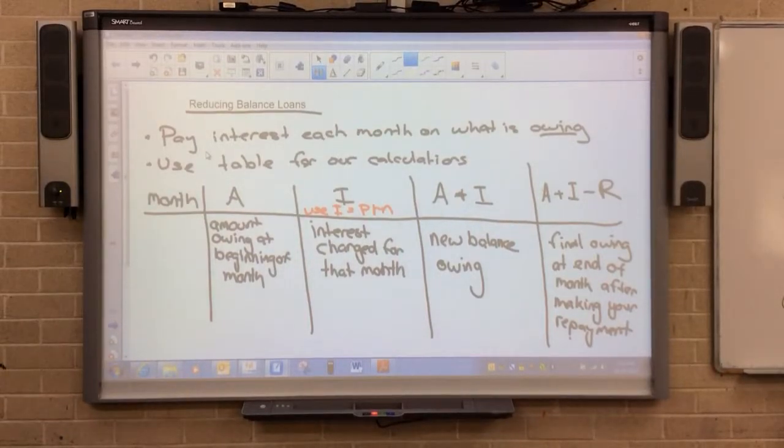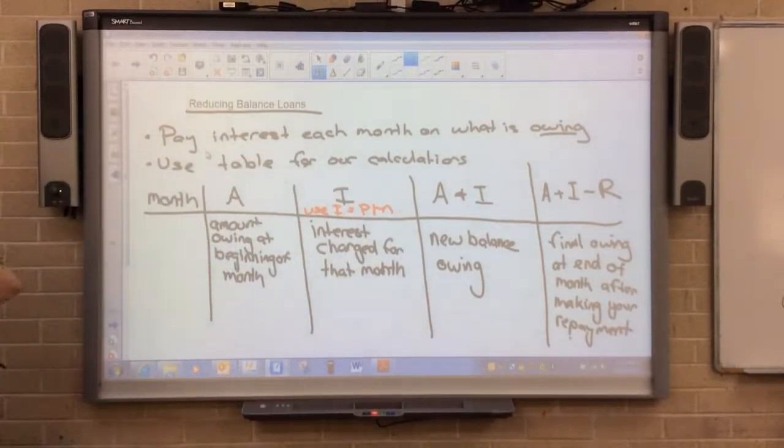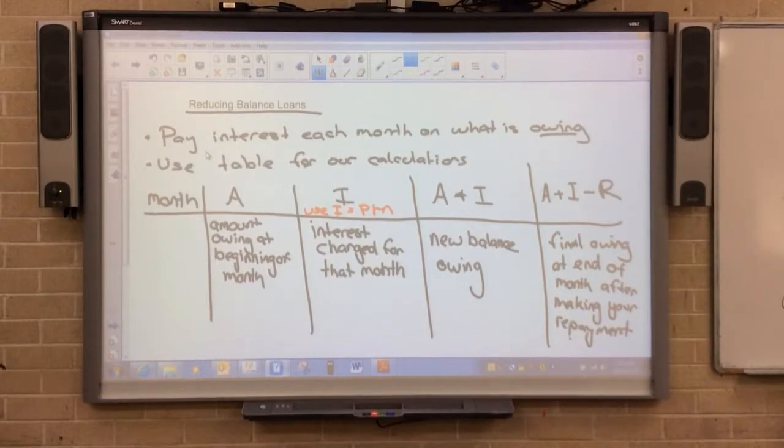Okay, so reducing balance loans. Reducing balance loans is where we pay interest each month on what is owing. We're going to use a table to calculate that.